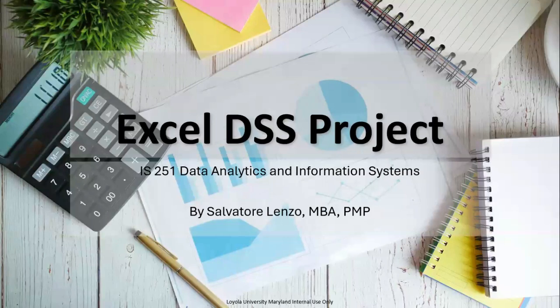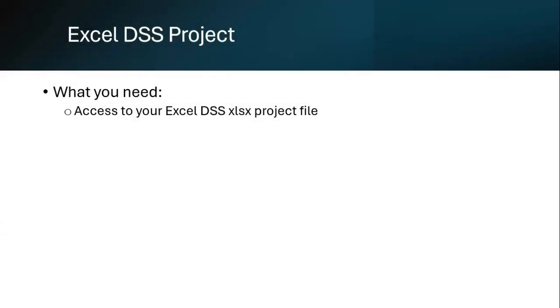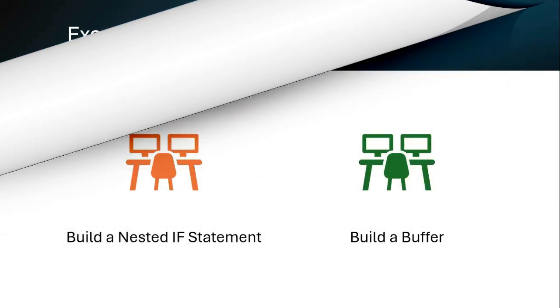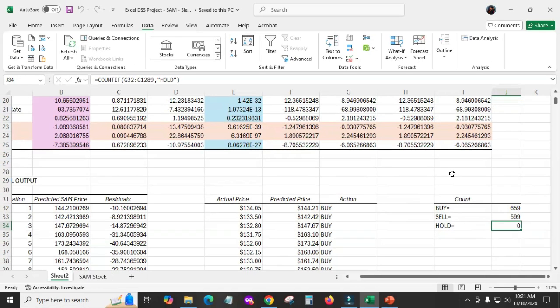This is yet another video for the Excel DSS project. For this video, you will need access to your Excel DSS project file. We have a lot of work to do. We are going to build a nested if statement as well as build a buffer. Let's get to it.